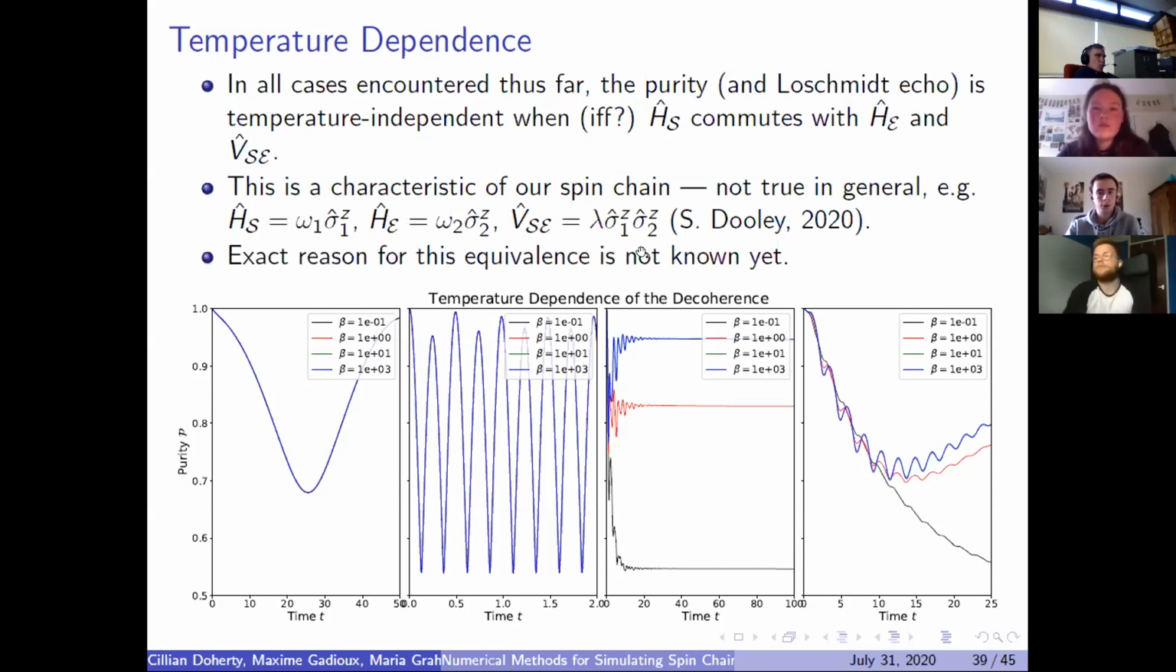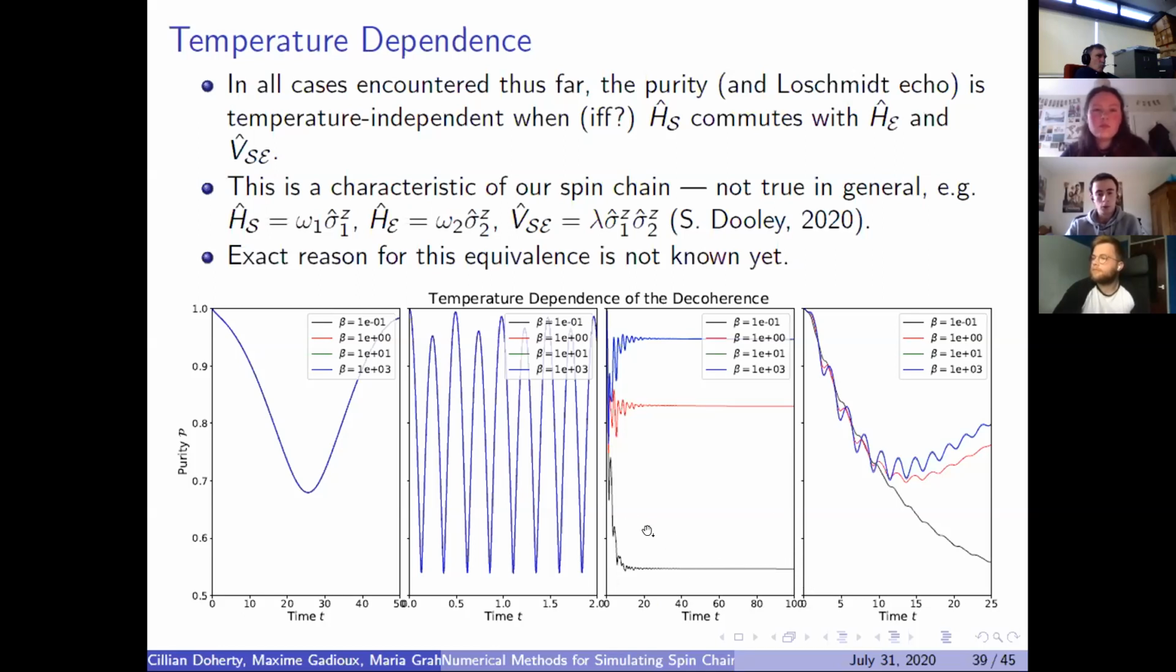so it's not true in general. If we look at this example given by Shane, this commutes, but if we do the maths, then it actually is temperature dependent. So we don't know why we have this relation between temperature dependence and commutation. It would be an interesting problem for sure. It must have to do with the properties of the spin chain, but we don't know which yet.